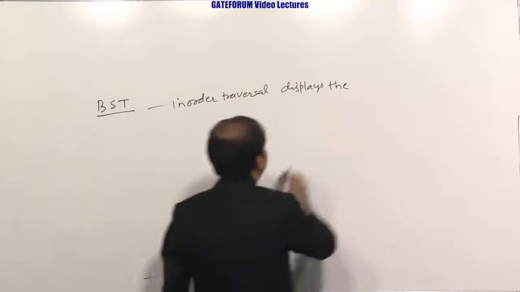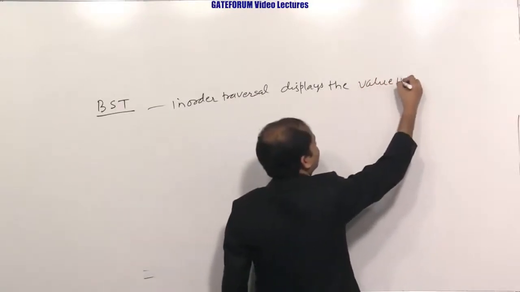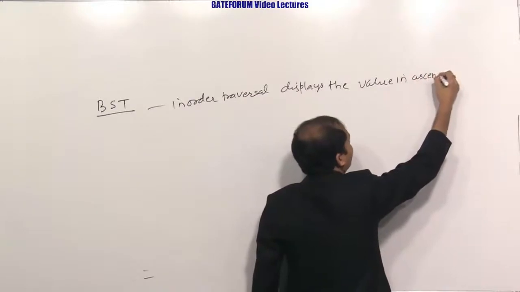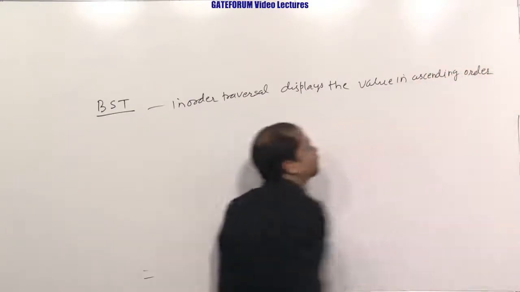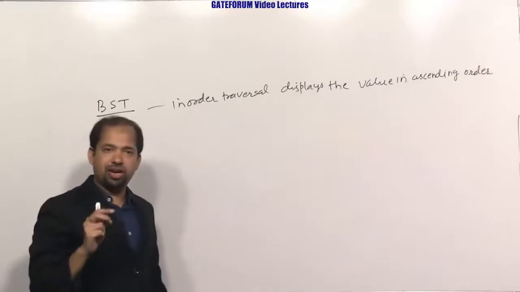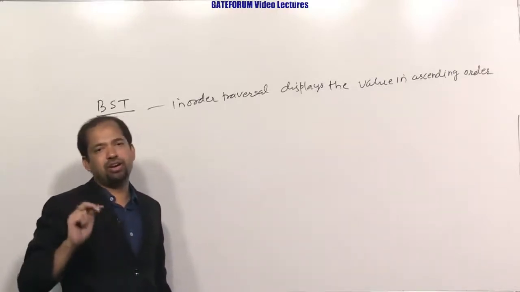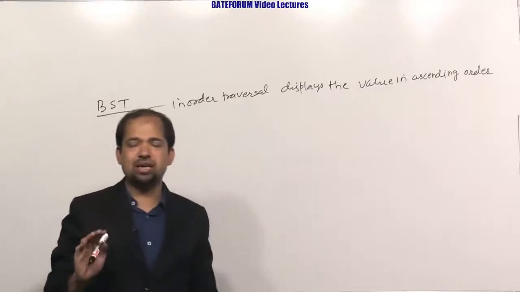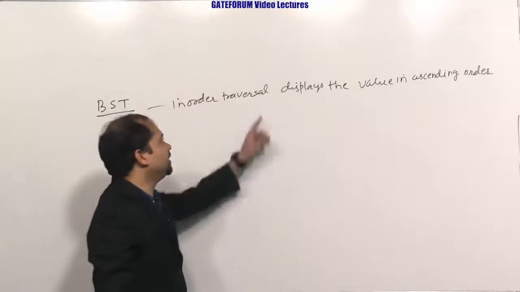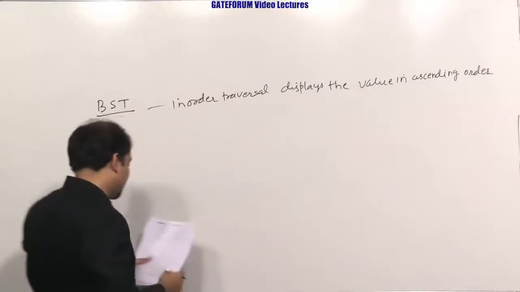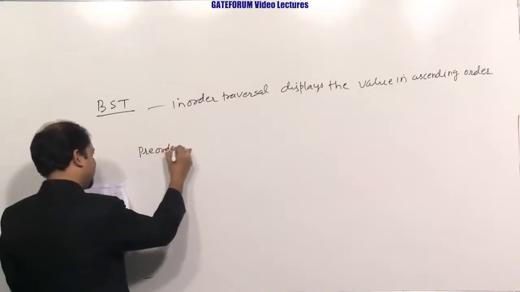So inorder traversal displays the values in ascending order. And in order to generate the tree uniquely, we need inorder, and the second will be either pre or post. So one inorder traversal is necessary to generate a binary tree uniquely. And in case of BST, the inorder traversal is very implicit. So first, let me tell, pre-order is given in the question.